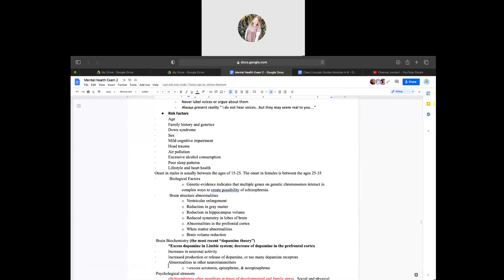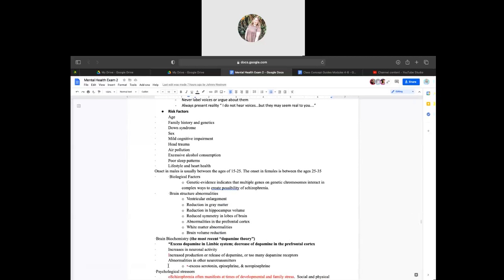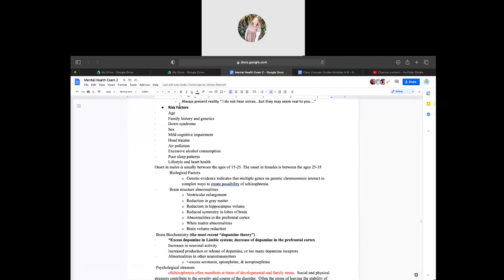So risk factors, of course, age. Remember, it occurs in younger adolescents. Family history, genetics. If somebody in your family has schizophrenia, you're more likely to have it. Down syndrome, there's, I guess, a correlation between Down syndrome and having schizophrenia. Cognitive impairments, for example, maybe they have autism. Maybe they might start having signs of psychosis. Head trauma.